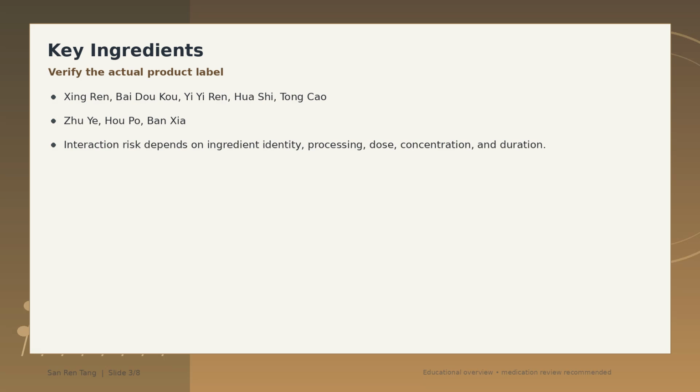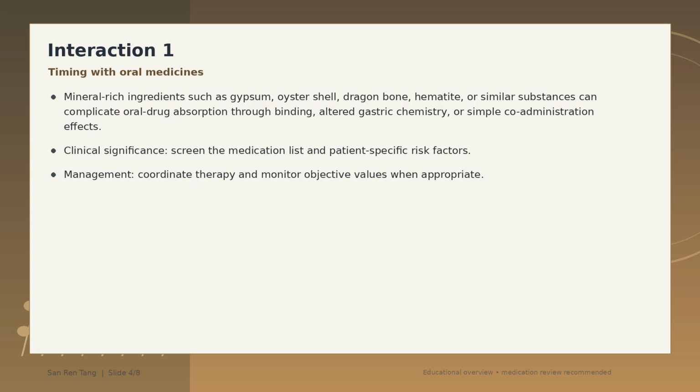For interaction analysis, the actual ingredient label and dose are more important than relying only on the traditional formula name. The first interaction focuses on timing with oral medicines. Mineral-rich ingredients, such as gypsum, oyster shell, dragon bone, hematite, or similar substances, can complicate oral drug absorption through binding, altered gastric chemistry, or simple co-administration effects.